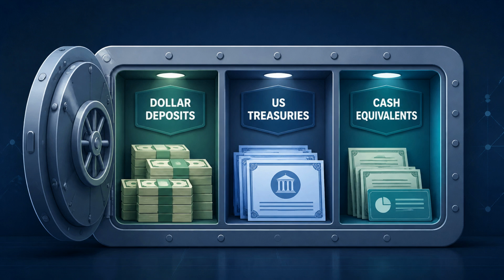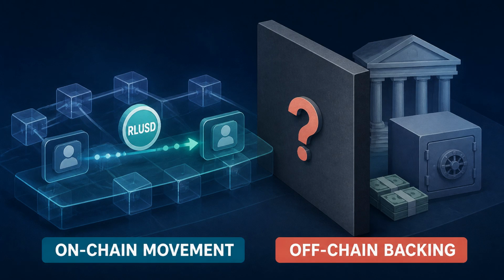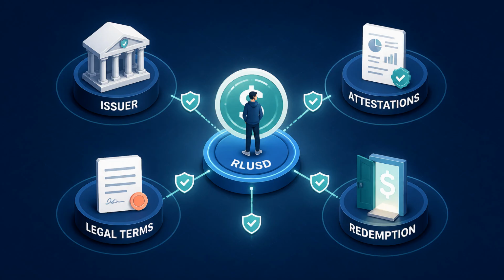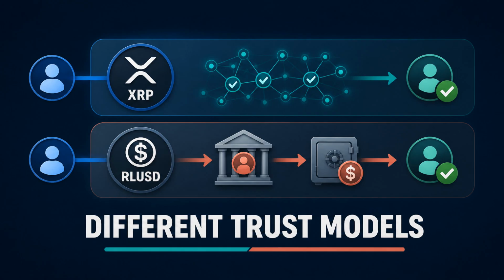Those reserves can include dollar deposits, short-term US treasuries, and cash equivalents. This means the blockchain can show how much RLUSD moves between addresses, but it cannot independently prove that every dollar of backing exists in a bank or custody account. Users also depend on the issuer, reserve management, attestations, legal agreements, and redemption access. That is normal for a fiat-backed stablecoin, but it is a very different trust model from XRP.